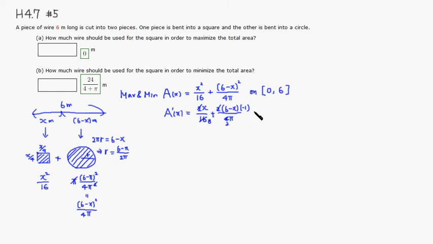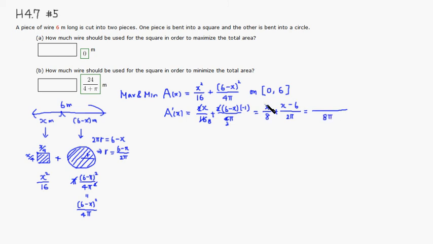So what you get is x over 8. Then here I'm going to incorporate the negative sign, so negative x would be positive x, and negative 1 times positive 6 is minus 6, on the bottom you would have 2 pi. Then I need to combine these two fractions by taking a common denominator. A common denominator would be 8 pi.